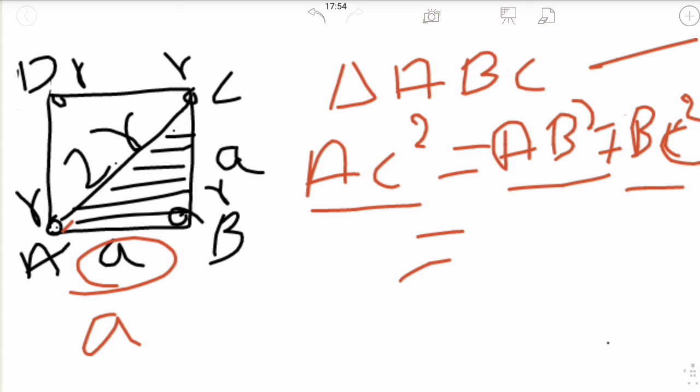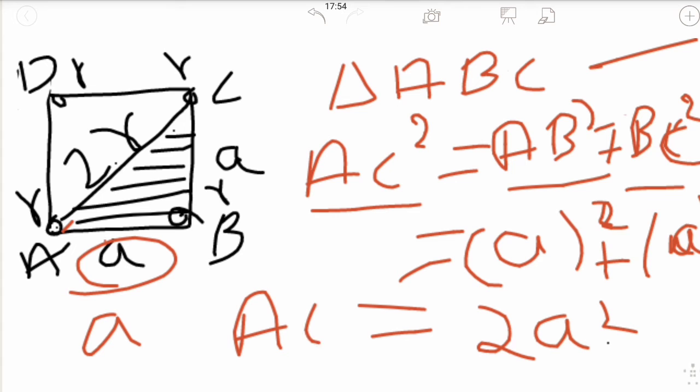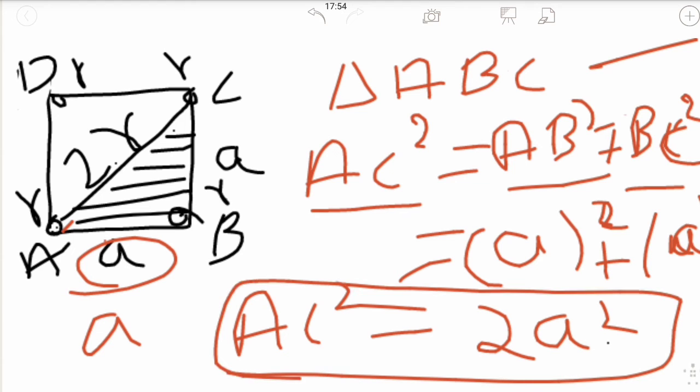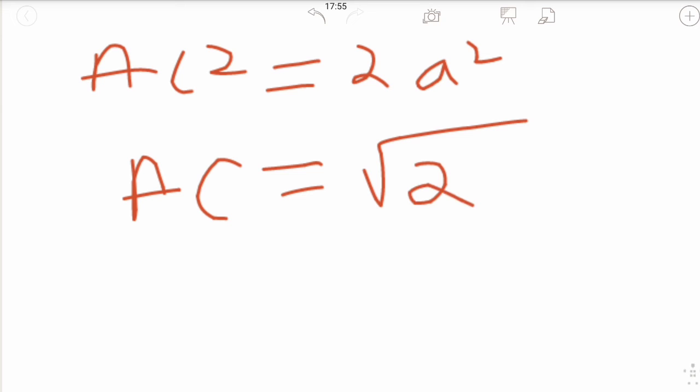AB square is equal to a square, since we know that the side of the cube is a. BC square is also a square. A square plus a square is 2a square. AC square is equal to 2a square. When you remove the square, AC is equal to root 2 a.